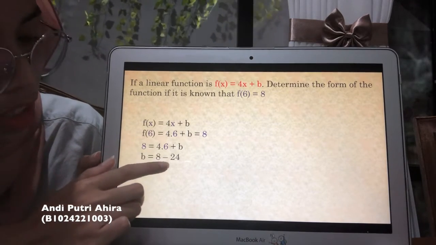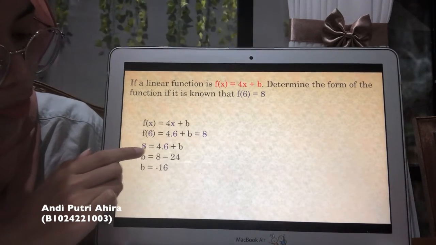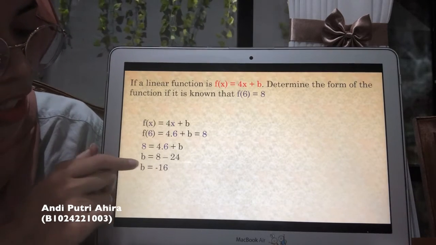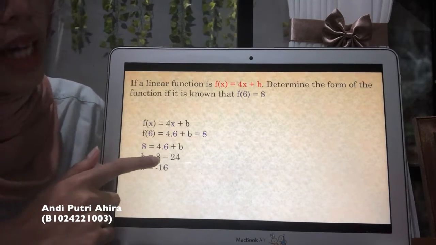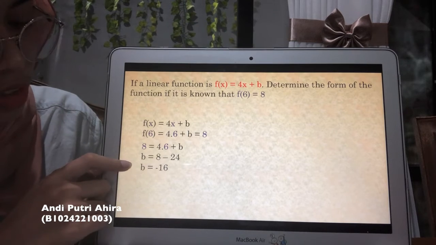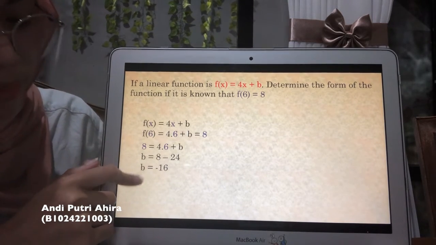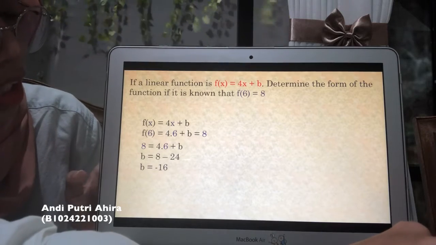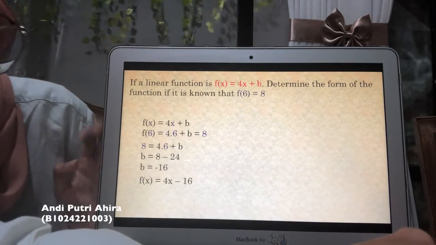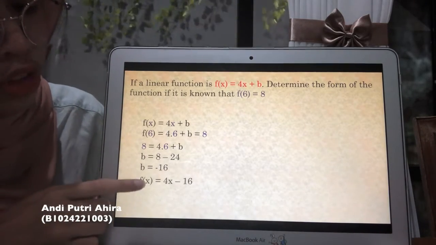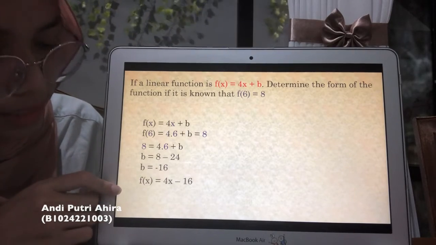And it becomes negative because you move the 8 from here to here. So it will be b equals 8 minus 24. So the result will be b equals negative 16. So the form of the function will be f of x equals 4x minus 16.